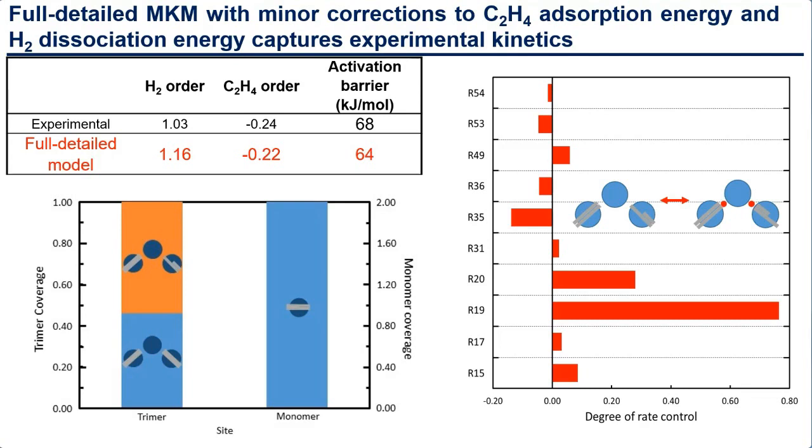Now the monomer sites are completely covered with adsorbed ethylene, whereas on the trimer sites, what we find is that the outer atoms of the trimer are covered with either a pair of adsorbed ethylenes or an adsorbed ethylene and an adsorbed ethyl fragment. Turns out that by degree of rate control analysis, what we discover is that really the adsorption of hydrogen onto that central atom for these trimer sites that are occupied with C2 fragments on the edge atoms of the trimers is really the rate controlling step here.